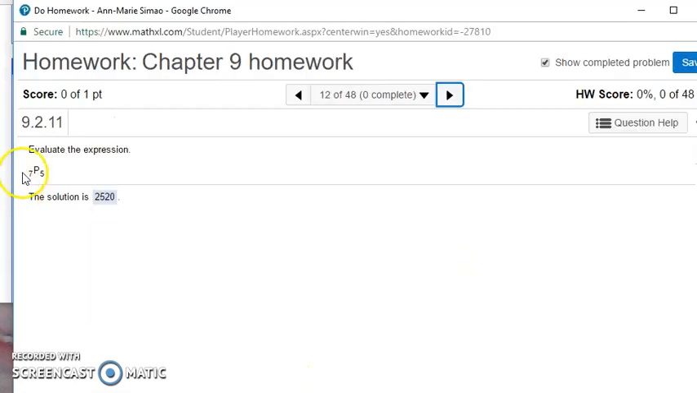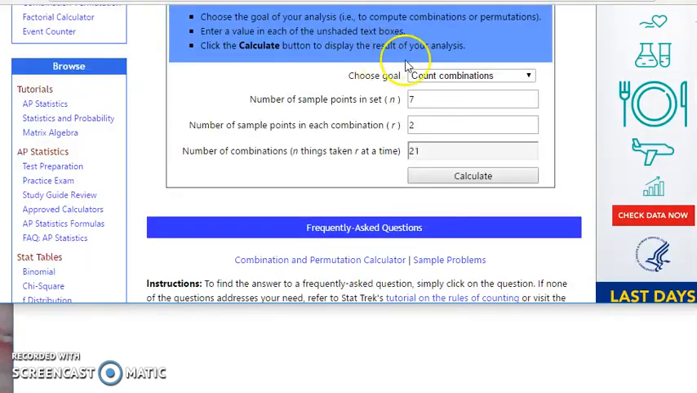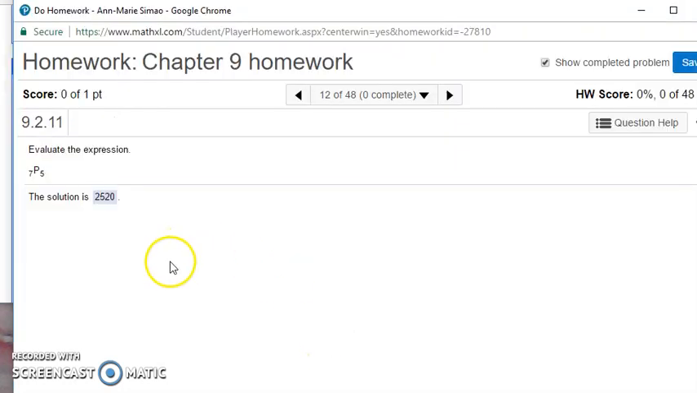So the next one here is 7 permute 5. So my N is going to be 7, and my R is going to be 5. So I need to change my combination to a permutation. I'm going to make this 7 and this 5, and I'm going to say calculate: 2,520. And that's because order matters. There's more ways that you can choose if you care who's first and who's second.